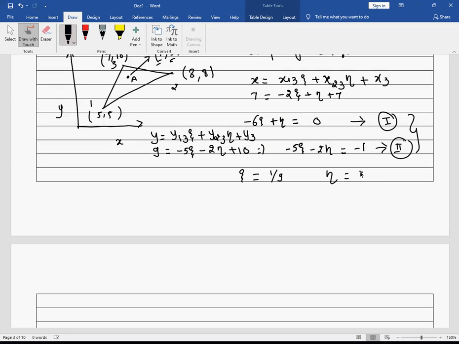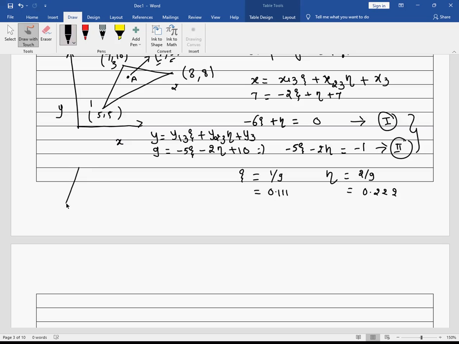Okay, so I have 1 by 9 and 2 by 9. So can anybody tell me in decimal, please? Okay, so I have 0.11 and I have 0.22. Great.